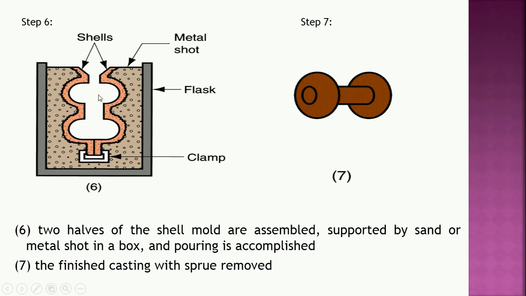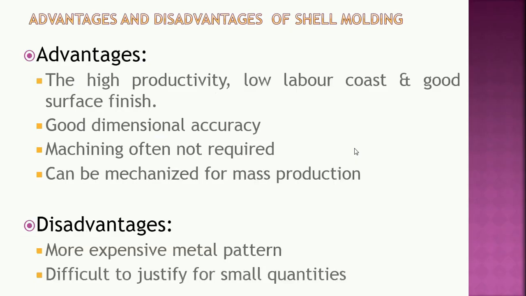After supporting the shell, pouring is carried out, and after pouring, solidification takes place within 15 to 20 minutes, and we have to break this mold. This shell we have to break down. Again, the shell is taken out from the flask, and this is our area of interest, our final casting. Now this is the finished casting with the sprue as well as the riser removed.